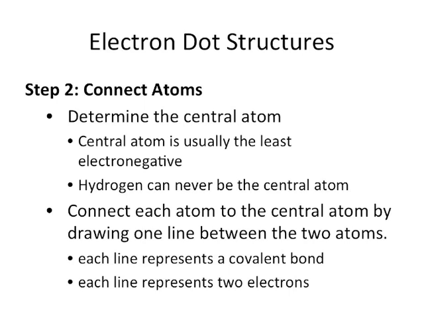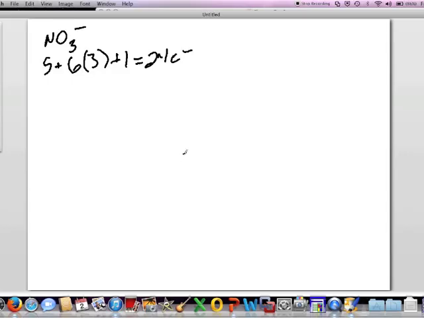Once you determine your central atom, connect each of your other atoms to the central atom with a straight line. The atoms connected to your central atom are generally called terminal atoms. Each straight line represents a covalent bond, and of course each straight line is a shared pair, so 2 electrons. We need to determine our central atom. Our nitrogen is the least electronegative, so that's going to be our central atom, and we draw a single bond between the nitrogen and each oxygen.